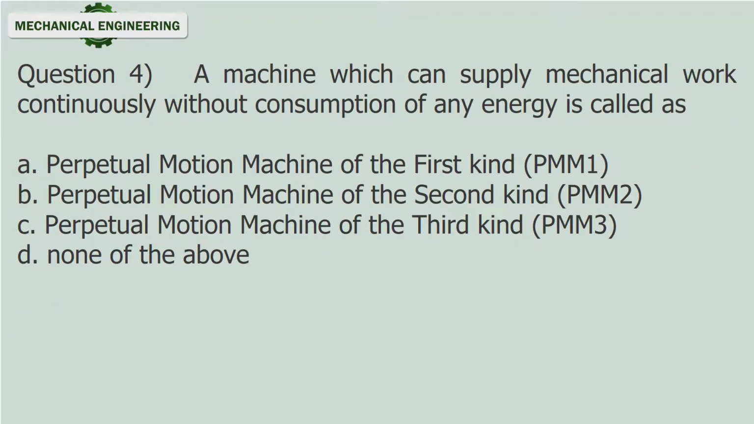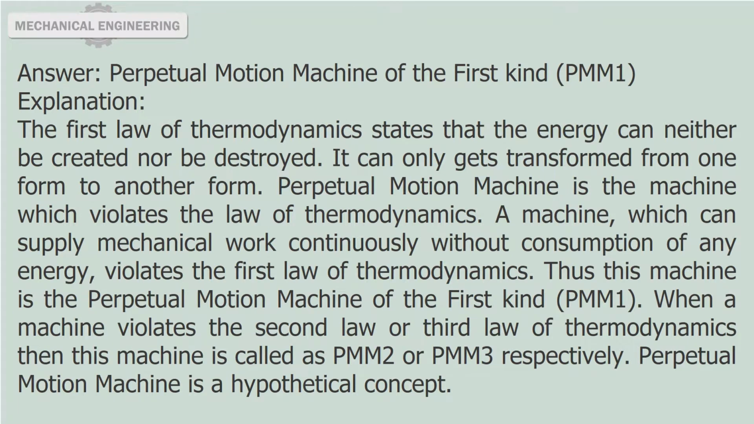Question 4. A machine which can supply mechanical work continuously without consumption of any energy is called A. Perpetual motion machine of the first kind PMM1, B. Perpetual motion machine of the second kind PMM2, C. Perpetual motion machine of the third kind PMM3, D. None of the above. Answer: perpetual motion machine of the first kind PMM1.